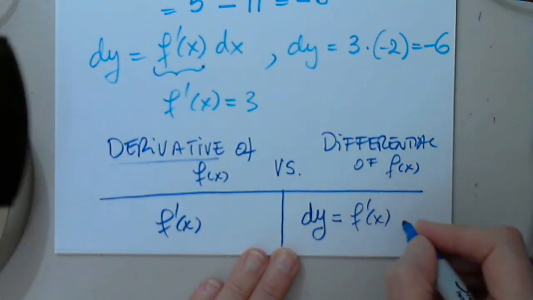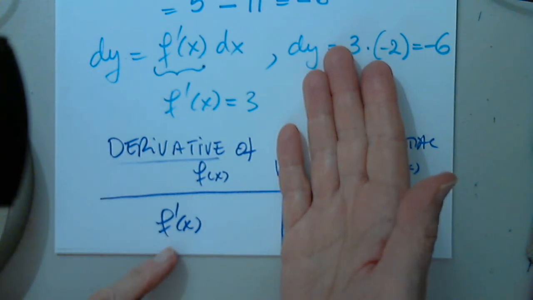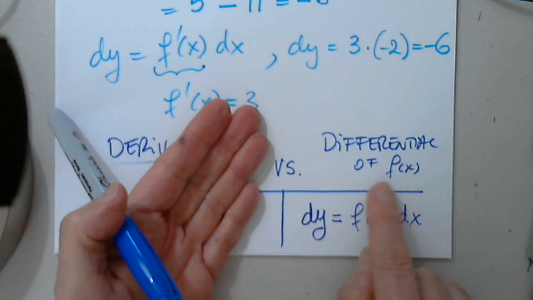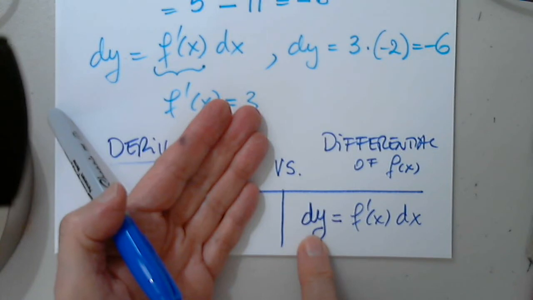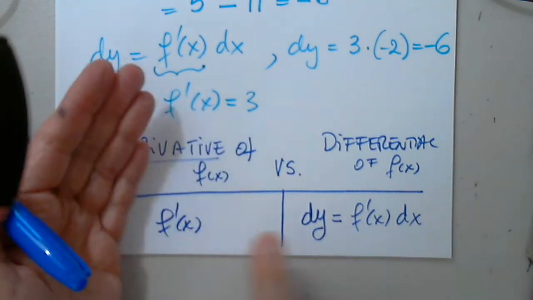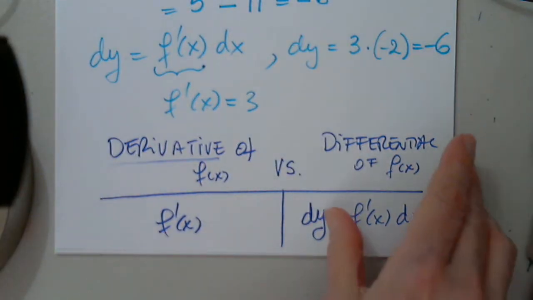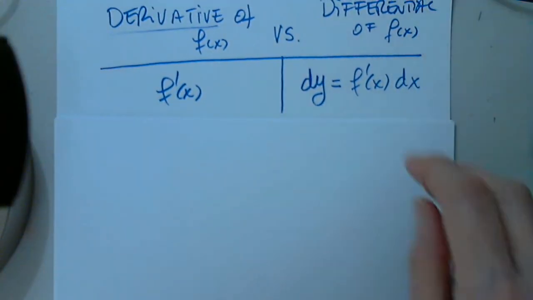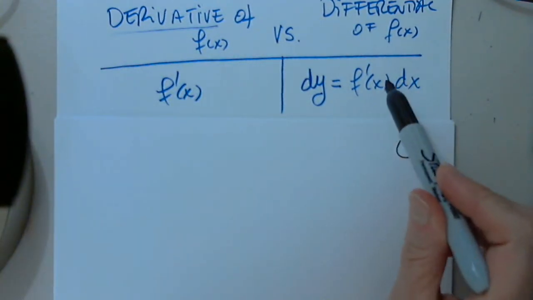So please understand the difference between the two. This one is asking us to find the function that gives us the slope of the tangent line at any point where the function is differentiable. When we're asked to determine the differential of a function, we are asked to find dy, and we have to multiply f prime of x by dx. Okay? So please understand this concept. This is huge because I need this for chapter 4.